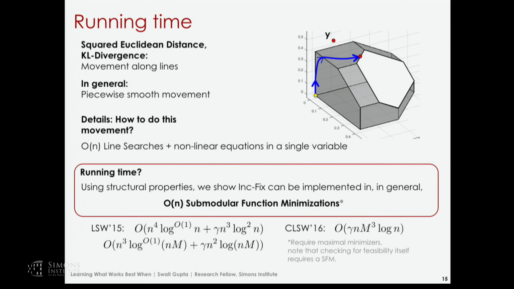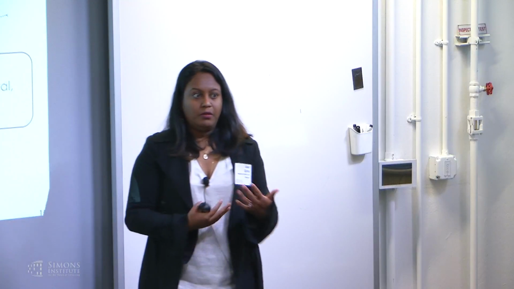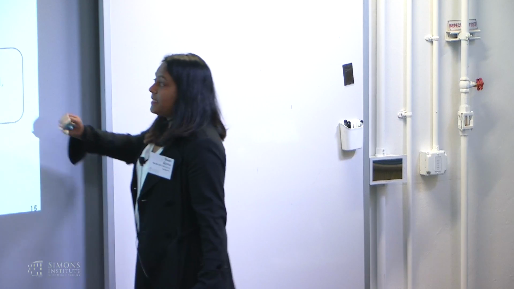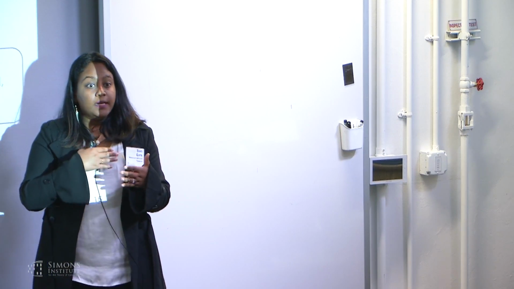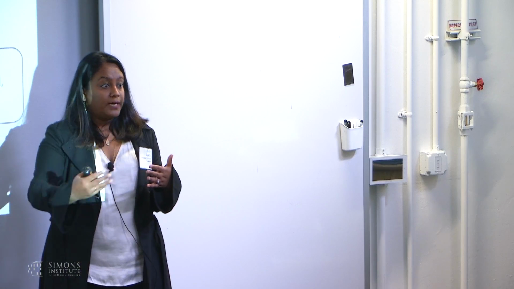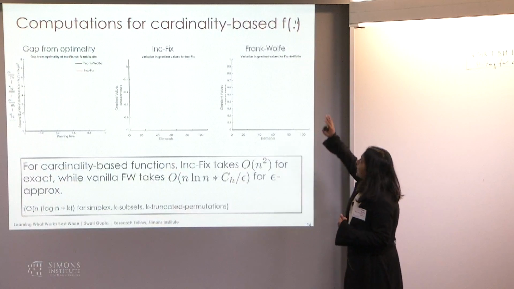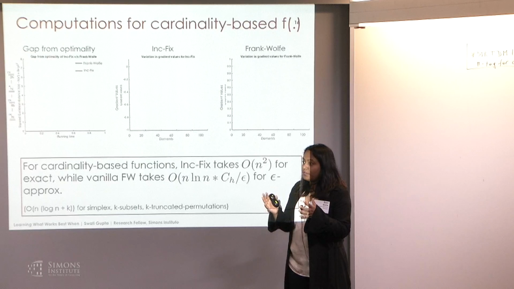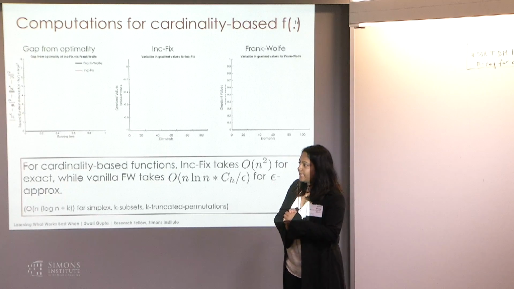If the algorithms that you're using are pseudo-polynomial or weakly polynomial, then that can increase the running time. In special cases, though, it's very interesting that IncFix can be sped up to attain much faster running times. A special case in that sense is that of cardinality-based functions. As we saw earlier, the permutations function is cardinality-based. It only depends on the size of the subset that you're selecting.